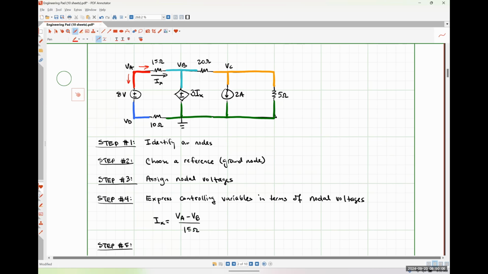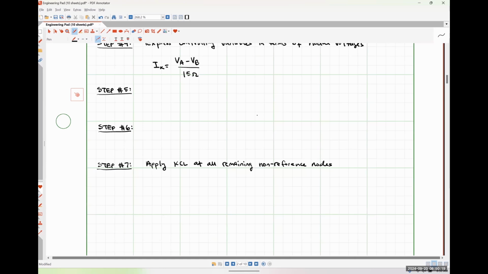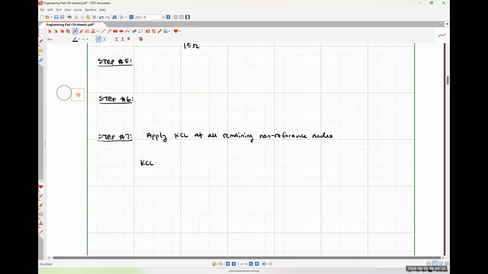So the best thing that we could do would be to call this I8, and I'm just going to put a little arrow here to indicate the direction down, right? So if we did KCL at node A, the best we could do for right now would be I8 down plus VA minus VB over 15 ohms and set that equal to 0.